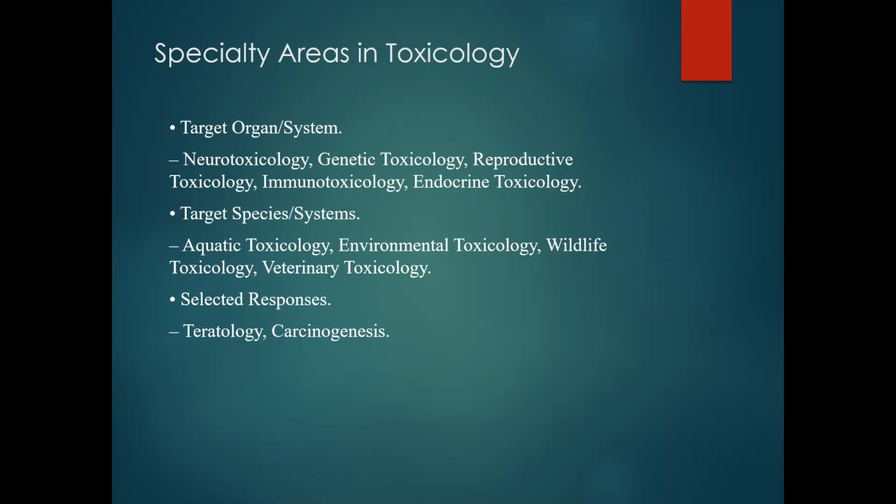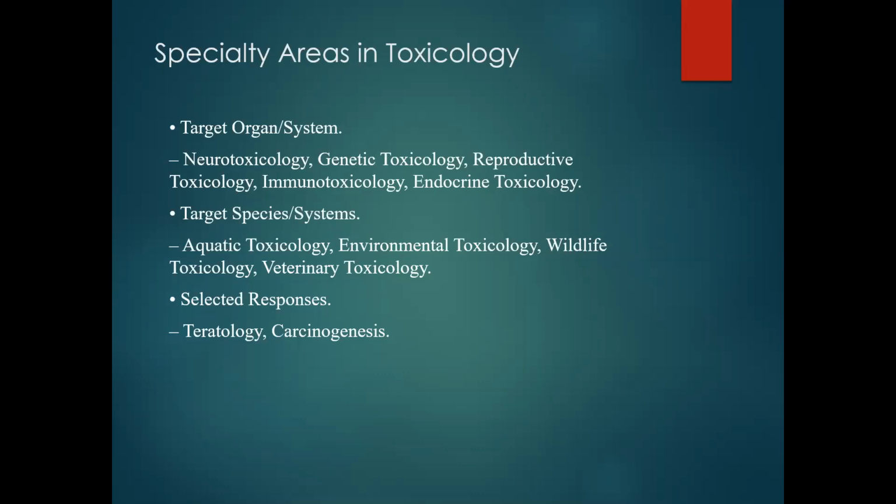Now we come to endocrine toxicology. Endocrine toxicity results when a chemical interferes with the synthesis, secretion, or transport of hormones, which are necessary for endocrine function. It results in the loss of normal tissue function, development, growth, or reproduction of the tissues. So this is known as endocrine toxicology.